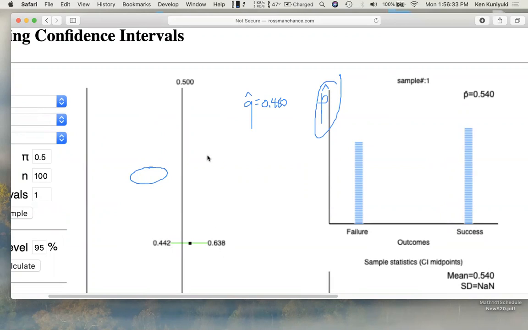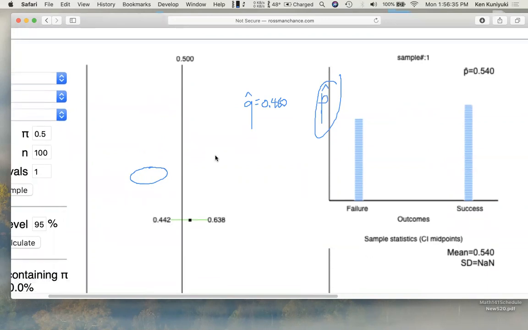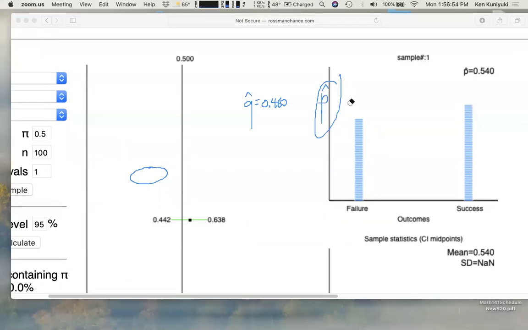Now, it turns out that since this was, in fact, a fair coin, which the applet knows, but we don't, this confidence interval is good in the sense that this CI does, in fact, contain the true value for p or pi, the 0.5. It is between 0.442 and 0.638. I'll do some erasing here.